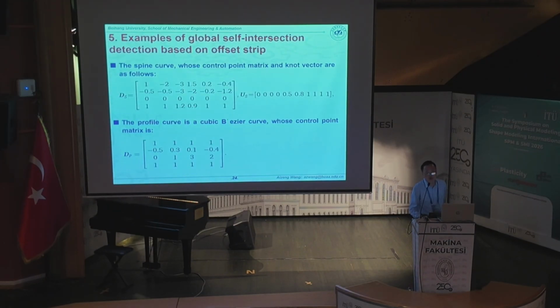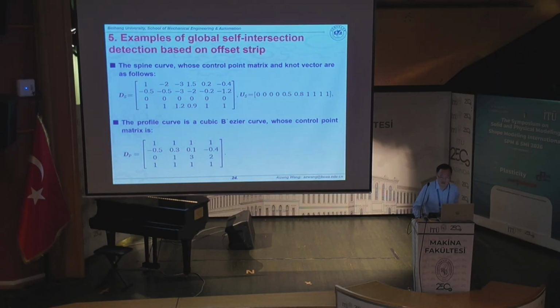As shown on the previous slide, the span curve is a cubic NURBS curve whose control point matrix and node vector are DS and US. The profile curve, whose control point matrix is DP, is a cubic planar curve.